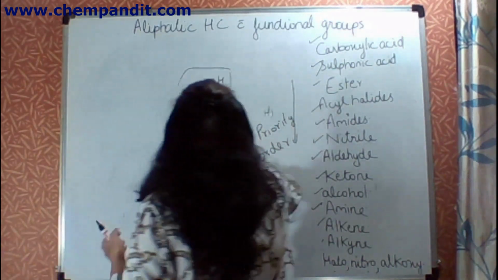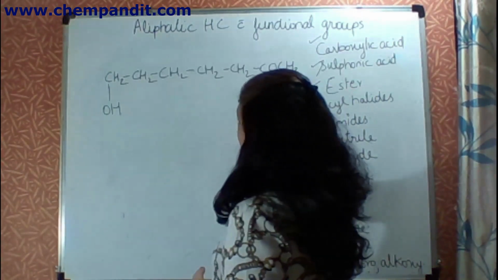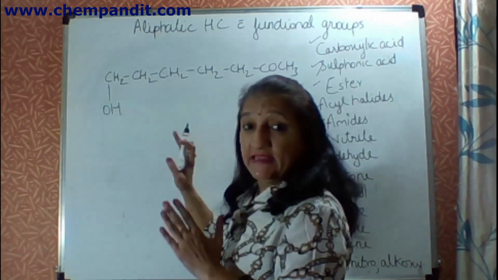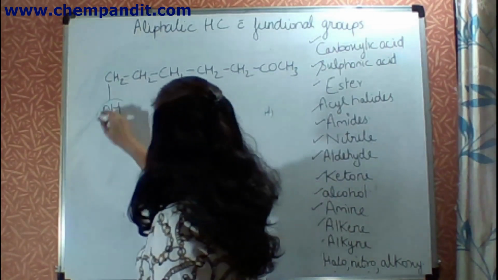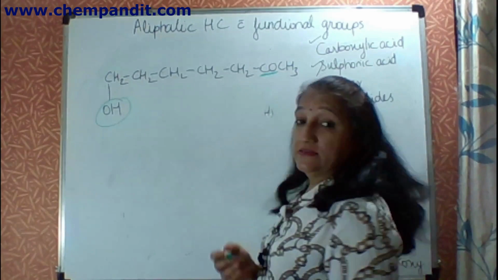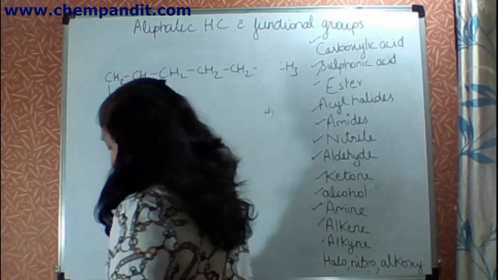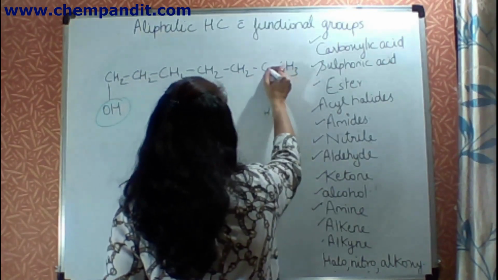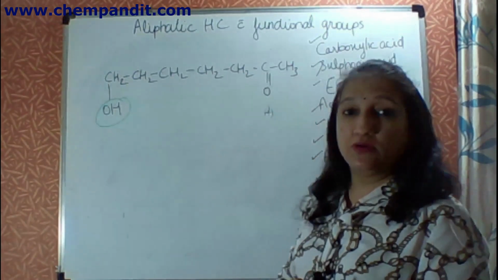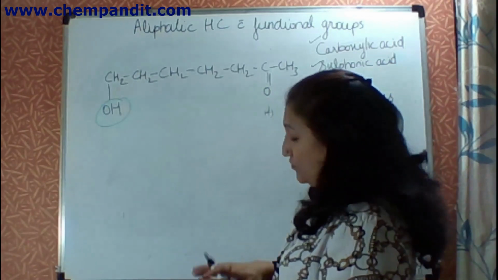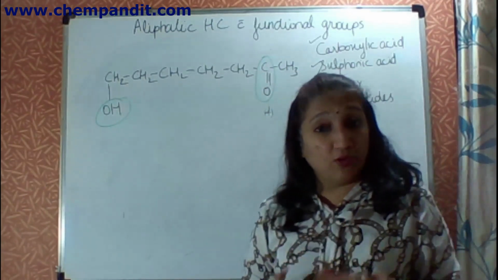Now, on this basis, let's take some examples. Now, this is a compound. Look at the compound very carefully. The compound has two functional groups. One is hydroxyl and this is the ketonic group, which can be written as C double bond O. Clear? So we have two functional groups in this compound, hydroxyl group and the ketonic group.